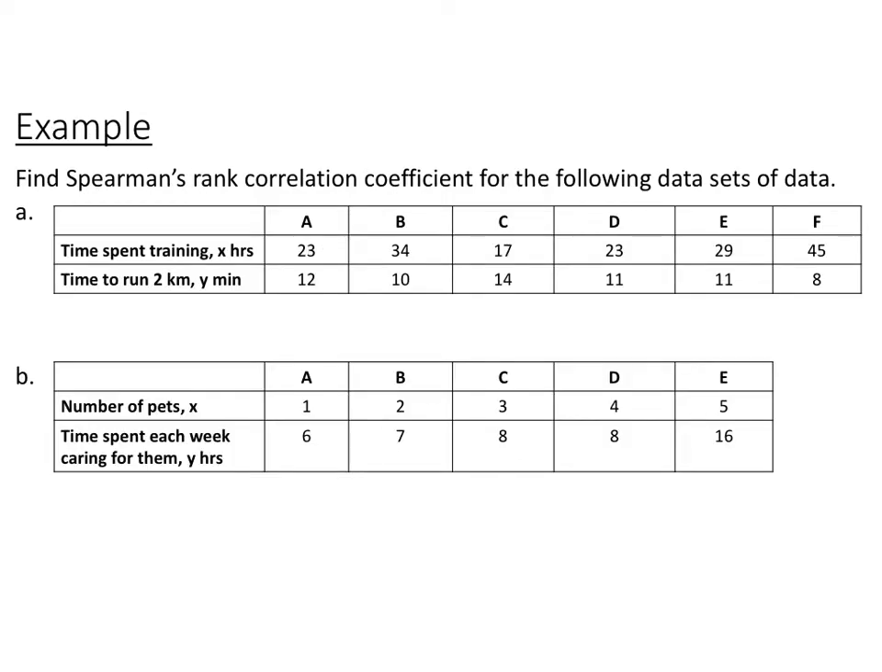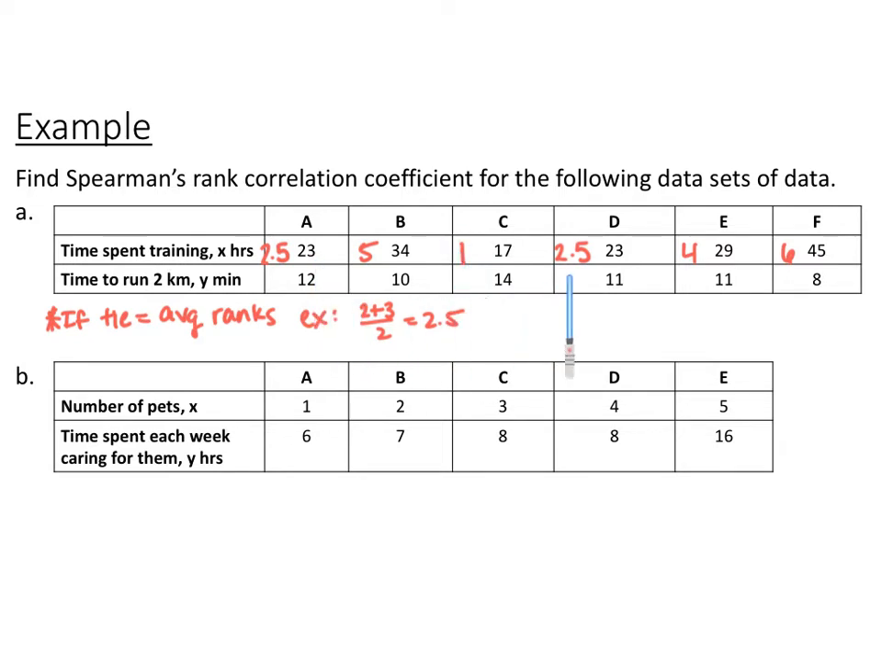So the way we're going to find Spearman's rank correlation coefficient is first, like it said, we have to rank the data. I'm going to go from lowest to highest for both the x and y coordinates. So the first thing I'm going to do is look at the x coordinates for this example A here, time spent training in hours, and I'm going to rank them from the smallest amount of time to the largest amount of time. So here I've ranked the x coordinates from smallest to biggest. C was our smallest x value, our smallest amount of time, so I ranked that as 1.